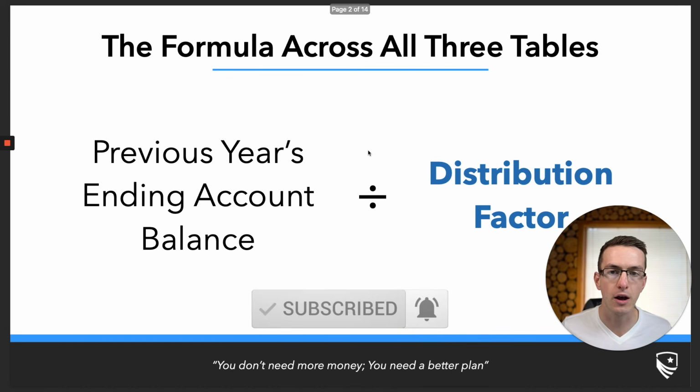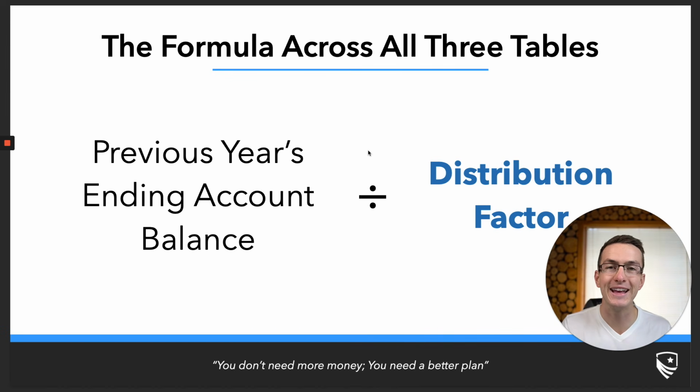So let's hit the ground running here. The one thing that will remain consistent is the core formula behind all of these given tables. And it's pretty simple, all things considered. You're going to take your previous year's ending account balance. Let's say you have a traditional IRA. On December 31st, we're going to take the value at the end of the day of this given account, and we're going to divide by the distribution factor. Now, the distribution factor between these 3 given tables is what's going to change and adjust through time.